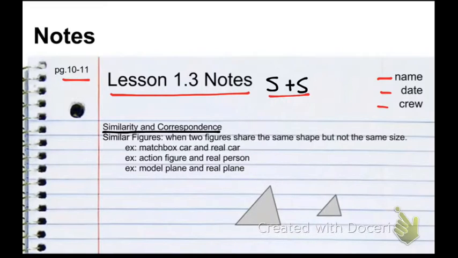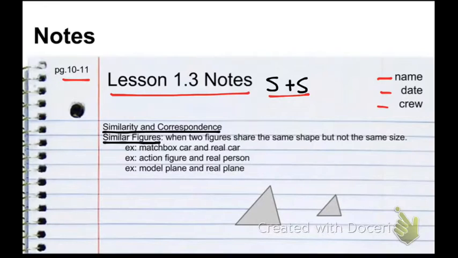Similarity and correspondence. And similar figures is our very first vocab word for this. Now, similarity and correspondence is our theme, and the first thing we're going to talk about is similar figures. And figures are considered similar when they share the same shape but are not the same size. So they're either larger versions or smaller versions of each other.